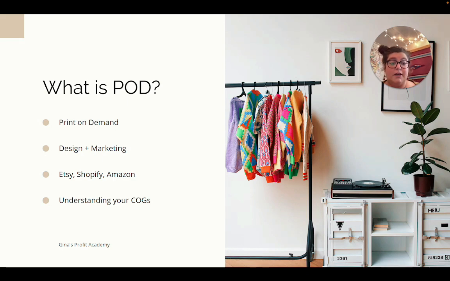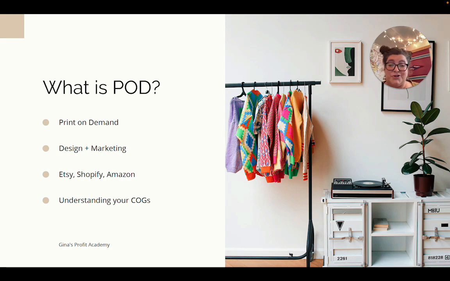So, POD, print on demand. As a concept, what do you need to know? You don't have to hold any inventory. So we're working with fulfillment partners. So when someone orders something from your store, that order information goes to your fulfillment partner. They create the product and send it direct to the customer.